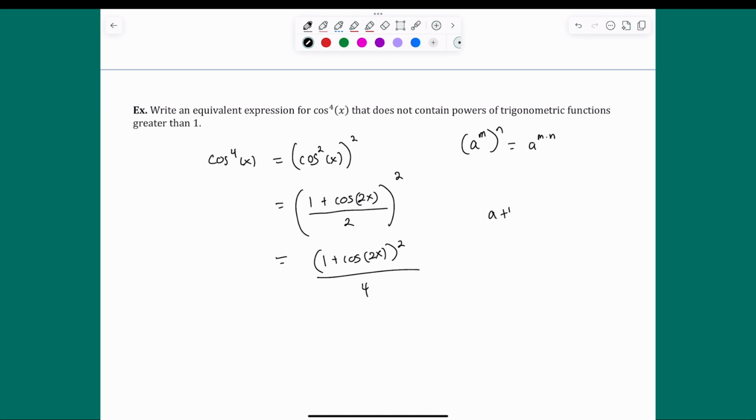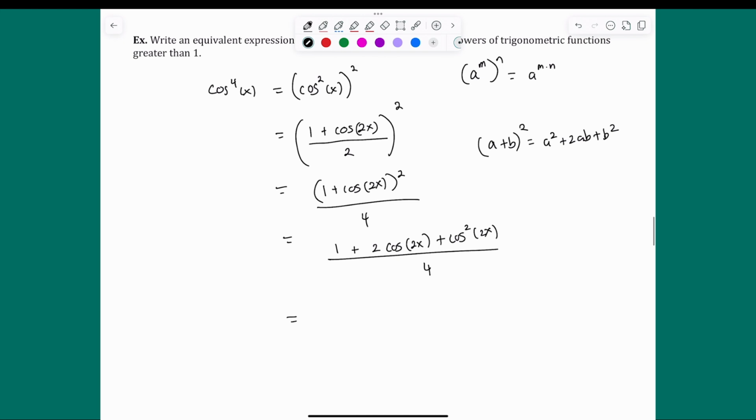All right, let's go ahead and expand the 1 plus cosine of 2x. Once again, this is just a binomial squared, so that's just a squared plus twice a times b plus b squared. Likewise, we have 1 plus 2 times cosine of twice x plus cosine squared of twice x all over 4. All right, so I'm going to go ahead and factor out that 1/4. So we're left with just 1 plus 2 cosine of twice x plus cosine squared of 2x.